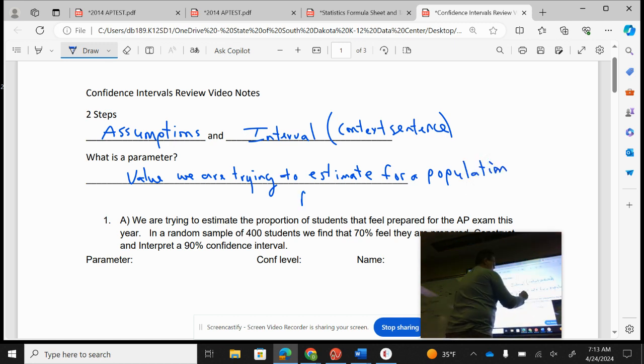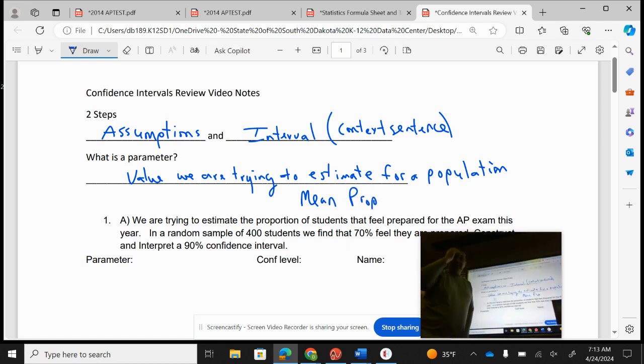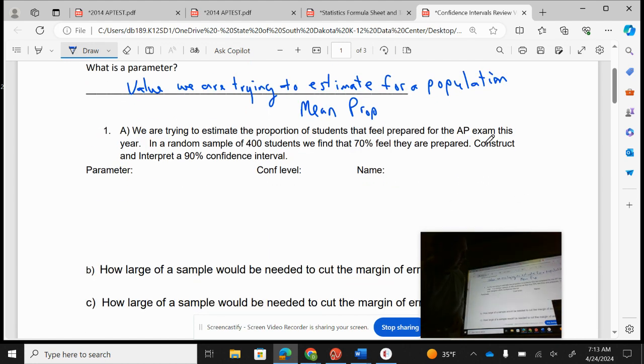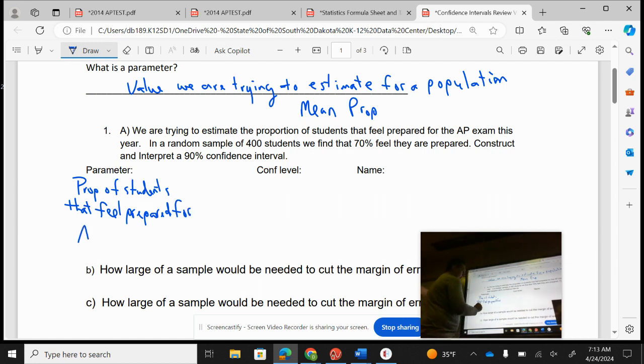So for example, it may be a mean, it may be a proportion, it may be a difference in means or a difference in proportions. So we're going to jump in here and look at this. It says we're trying to estimate the proportion of students that feel prepared for the AP exam. So the parameter, what is that? It's a proportion of students that feel prepared for the AP exam.